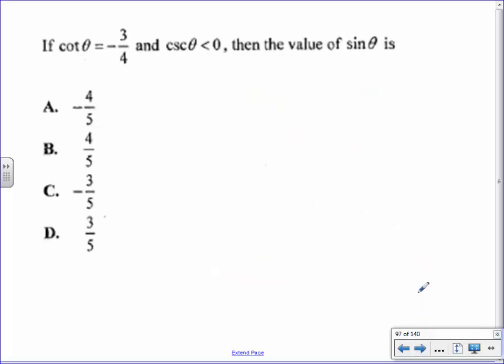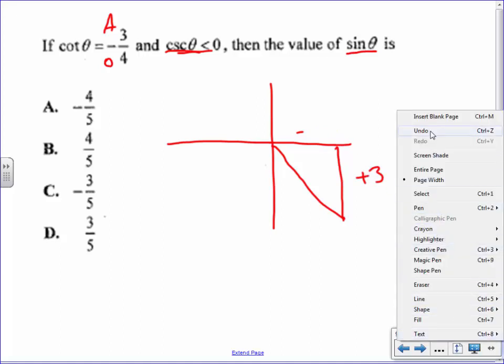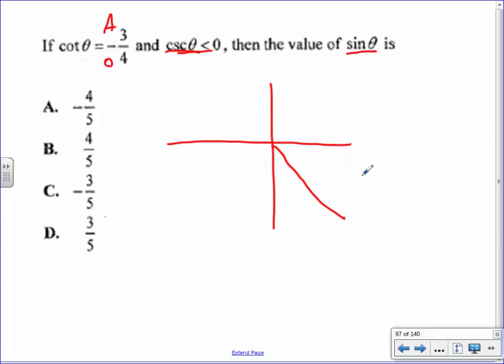Here's another one. It's going to tell you that cotan of theta is negative 3 over 4. It also has this extra little random piece of information here, and then it wants what sine of theta is. You might notice it doesn't actually even care what the angle is. It just wants to know what sine of theta is. So here's where I'd start. Cotan is supposed to be the adjacent over the opposite. Cotan could be negative in this quadrant right here, where it could be negative 3 or positive 3. This would be a negative 3 and a 4 right here.